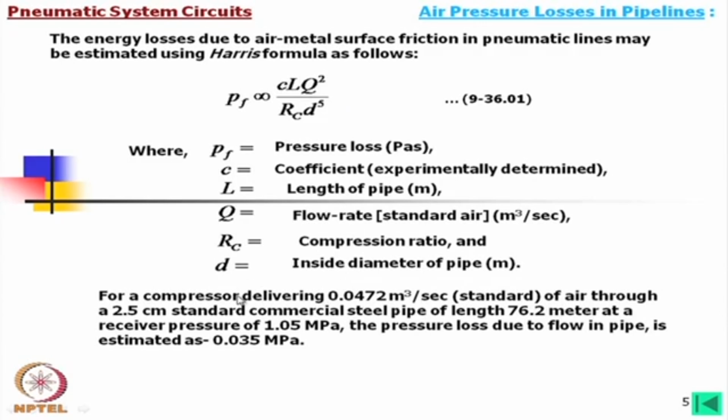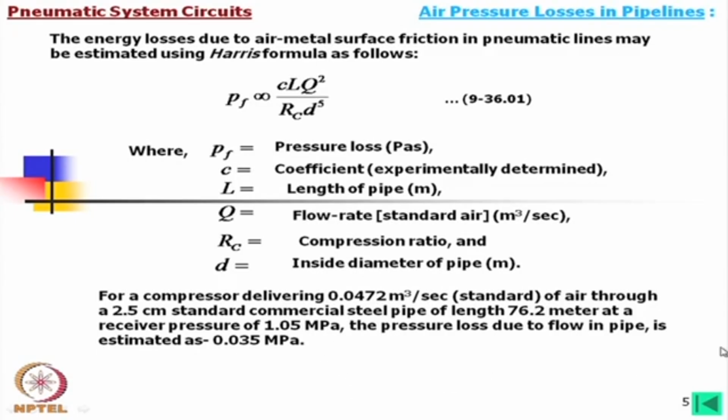So, this conversion I have not done, but as per the calculations, for a compressor delivering 0.0472 meter cube per second standard of air through a 2.5 centimeter standard commercial steel pipe, this is just a 1 inch pipe, I have converted it like this, with a length of 76.2 meter, that is around 250 feet, at a receiver pressure of 1.05 megapascals, the pressure loss due to flow in the pipe is estimated as 0.035 megapascal for this much length.